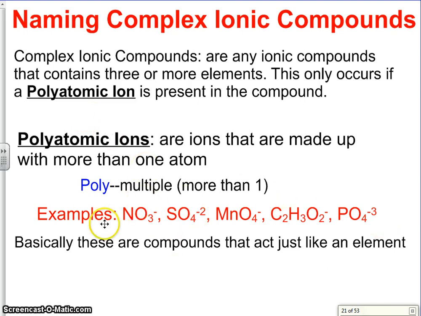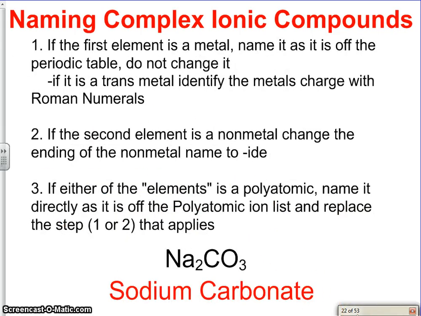Just some examples of polyatomic ions: NO3, SO4, etc. Remember, you have this list and you get to use the list on the test. The first part of this is, again, identifying your metal, naming it. If it's a transition metal, we're still going to name it with a Roman numeral charge. Second element, we will still identify if it's a nonmetal, and if it's off the periodic table, we change it into IDE. The only difference is if we have a polyatomic ion, we're going to name that polyatomic ion directly off our list.